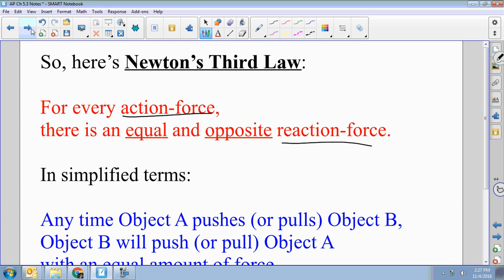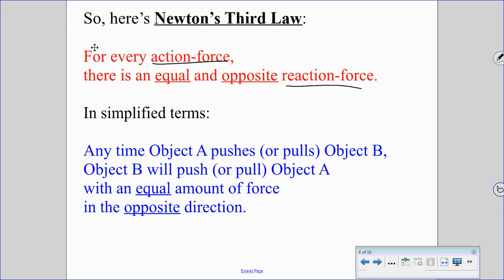Newton's third law. Are we good with the action-reaction thing? In that example, Hector pushed the desk. That was our action. The reaction was the desk pushes me. All right. So a couple of quick things about this. First of all, this is just another wording of the same thing. Anytime object A pushes or pulls object B, object B is going to push or pull object A with an equal amount of force in the opposite direction.